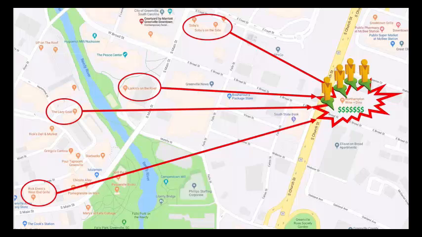Now we do it by the clicks, we do it by the conversions of them actually coming into the business. So it really gives you a ton of value and the effectiveness of using Geo Conquesting. Now let's take a look at some more target markets.